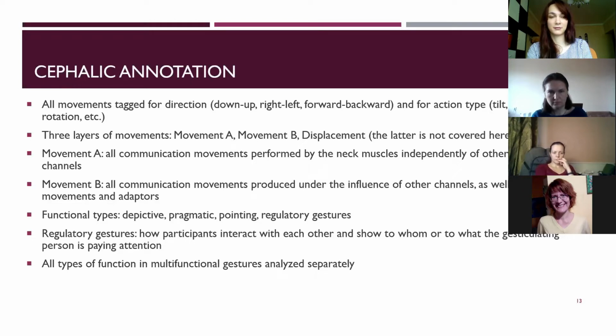According to the type of the movement, we have also decided to subcategorize them into functional types. Some of them are concomitant with those which we have in the manual channel, for example, depictive, pragmatic, pointing, and also we have the regulatory gestures as well as in the manual channel, but they are a little bit different here in the head channel. With regulatory gestures, we mean that the participants interact with each other, and here you probably remember the positioning of the participants in our design experiment, and this setting allows the speakers to communicate with each other in a specific way and gesticulate to each other and point to those things which they have considered important and pay attention to some other things which they produce. So all those types of functioning or all those types of gestures in kinetic channels are analyzed separately.